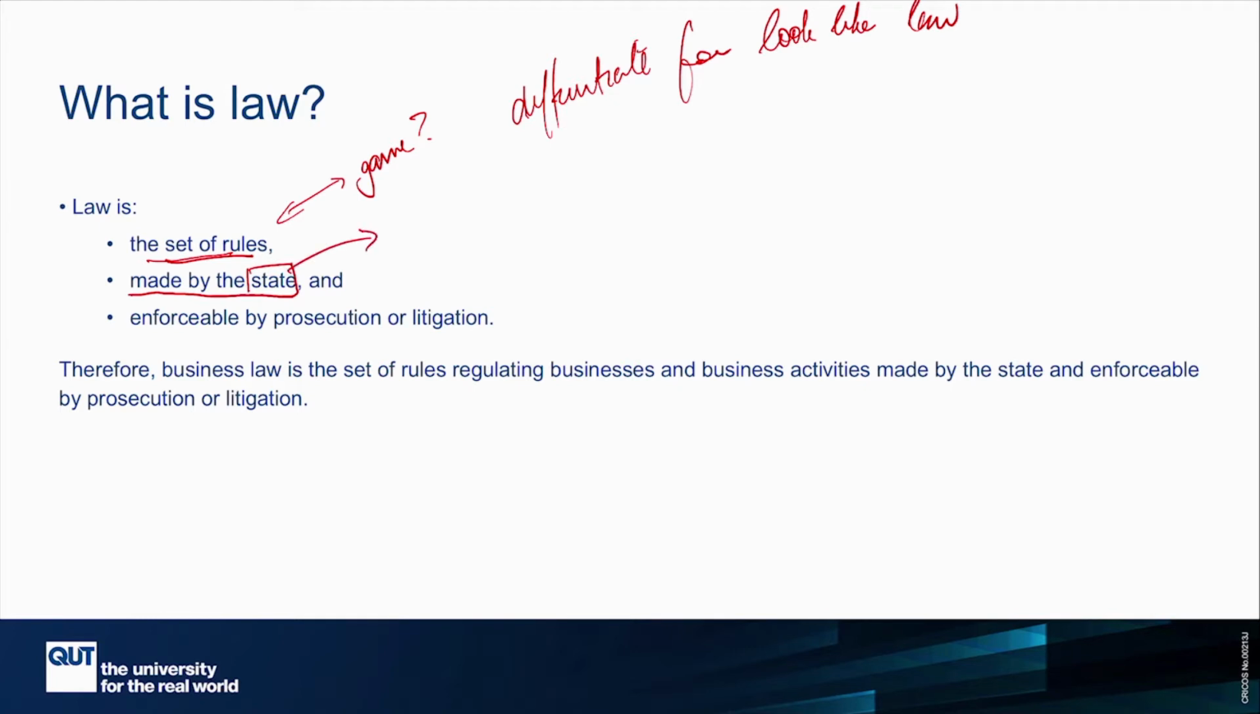Now, when we say state, we're saying state, not like the state of Queensland per se, but really as in a way of expressing a form of government. So they're rules made by the government. Not only that, but there are consequences to breaking the rules. Prosecution and litigation. That's interesting. We've got 2 words there. There are 2 different words based upon what kind of law you're breaching and what will happen.